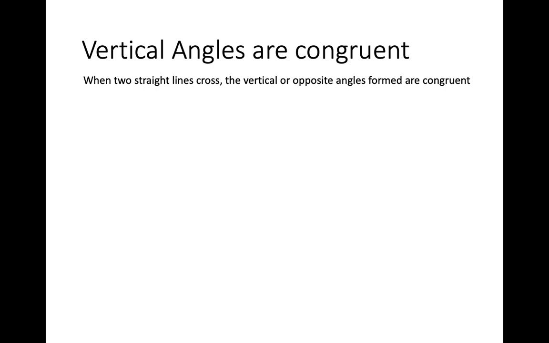The next one is that vertical angles are congruent. When 2 straight lines cross, the vertical or opposite angles formed are congruent. So for example, here are 2 lines which cross, and I've labeled the angles as A, B, C, and D. According to this theorem, angle A and angle C, which are vertical angles, and angle B and angle D, which are opposite angles, are both equal, are both congruent. So that's another way we can find out more information about triangles if they are made from lines that intersect.